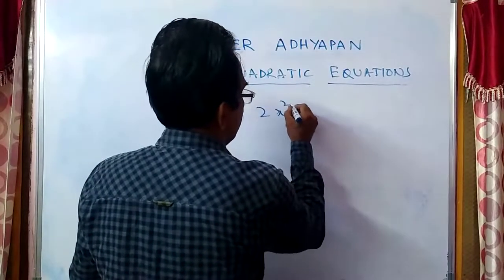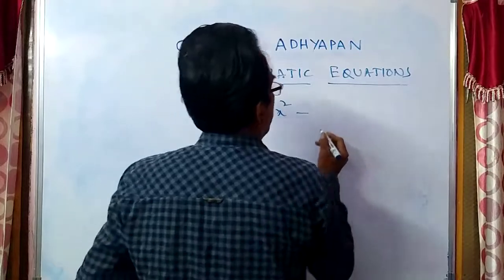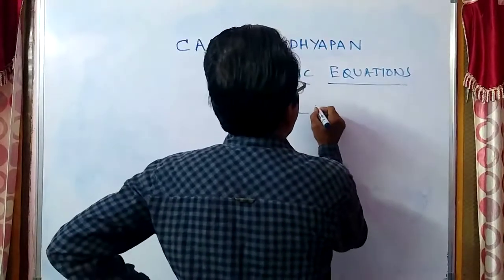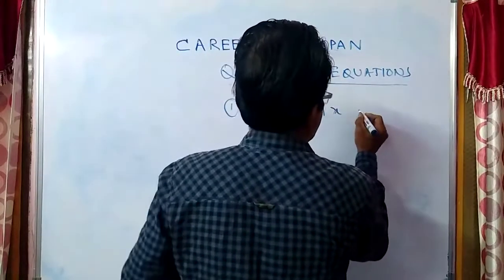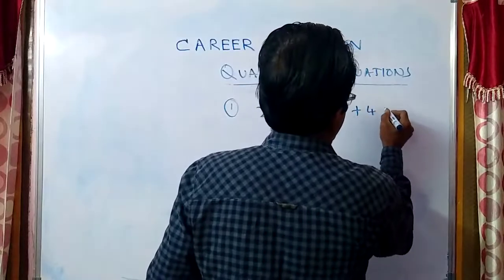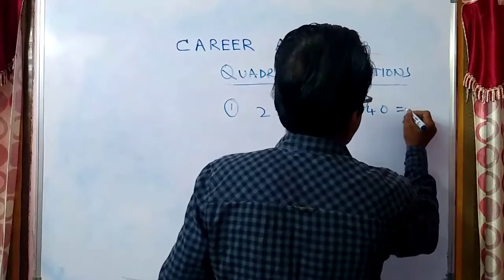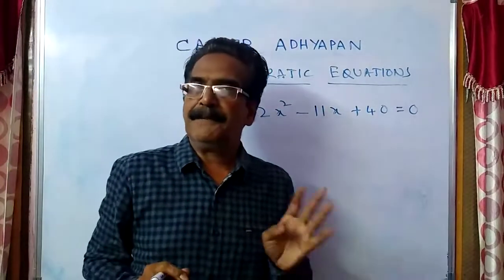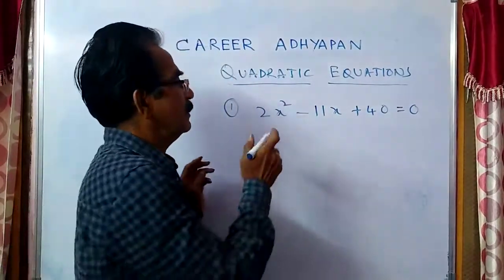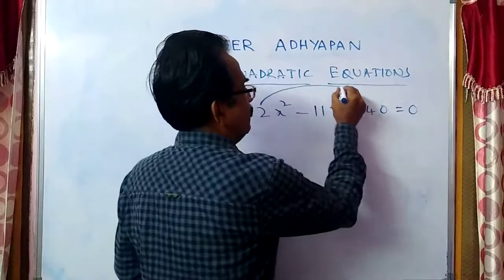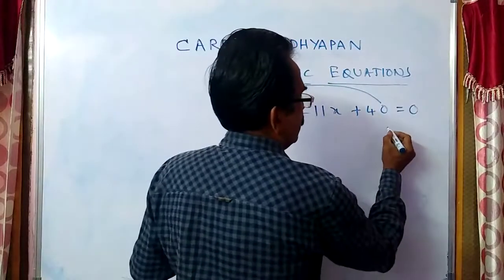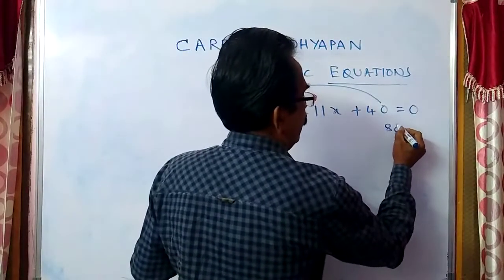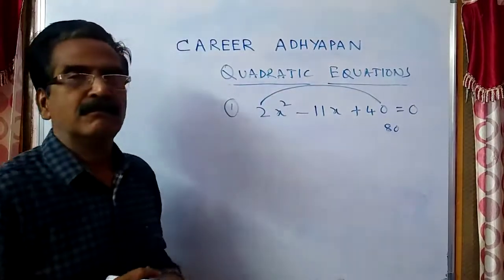2x square minus 11x plus 40 is equal to 0. Simple thing, you have to multiply this into this. How much? 80.